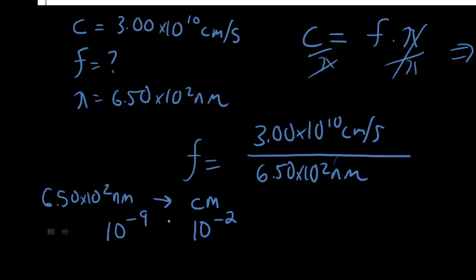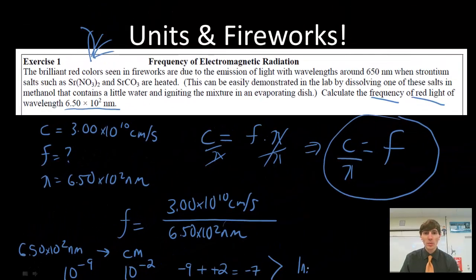So if I want to find a converter to go between these two units, I take my first number, negative 9, subtract my second number, minus 2, and I'm going to get negative 7. What this means is I can make a new conversion factor. In 1 nanometer, take that first unit, is equal to 1 times 10 to the, take that power of 10, negative 7, take your second unit, centimeters.